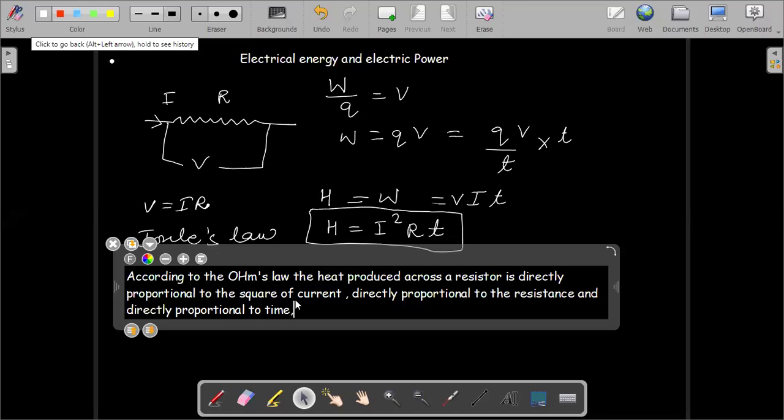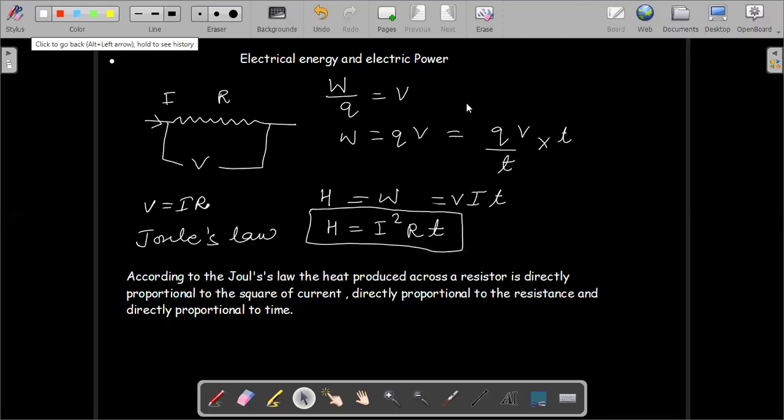Sorry, by mistake I have written here Ohm's law, but this is Joule's law, not Ohm's law. Don't confuse it with Ohm's law. This is Joule's law of heating. So you can read it as: according to Joule's law, the heat produced across a resistor is directly proportional to the square of current, directly proportional to resistance, and directly proportional to time. Got it? Yes, sir.